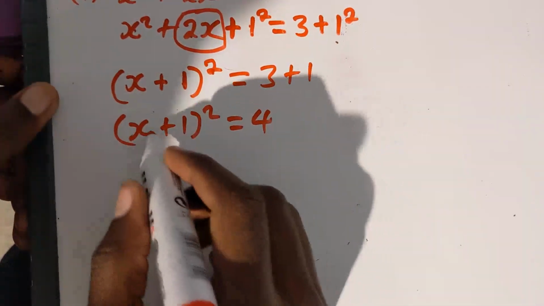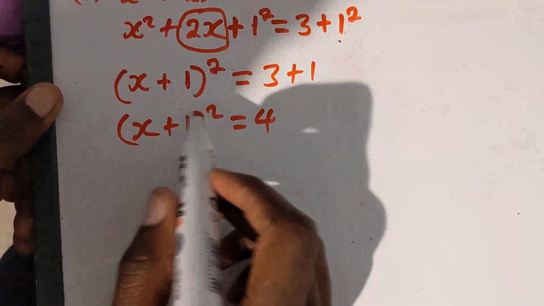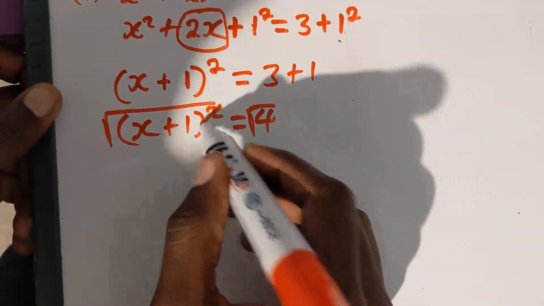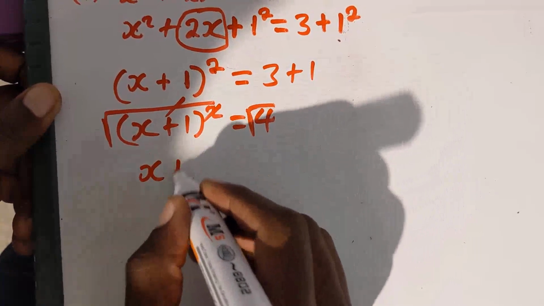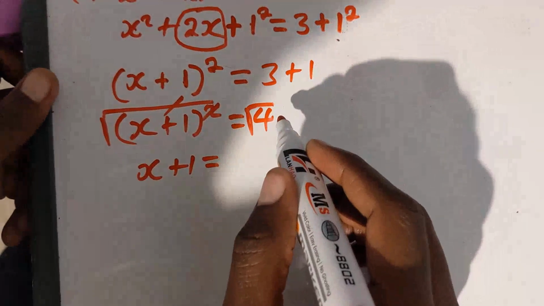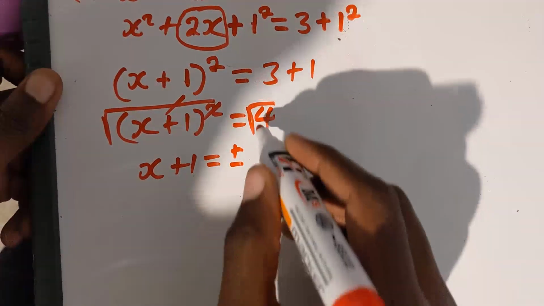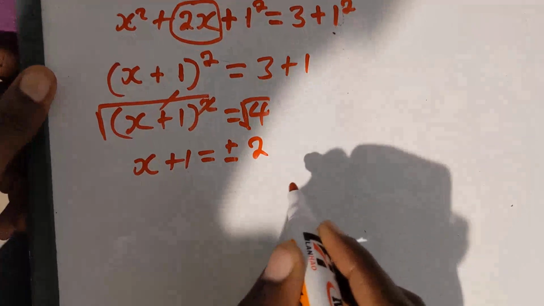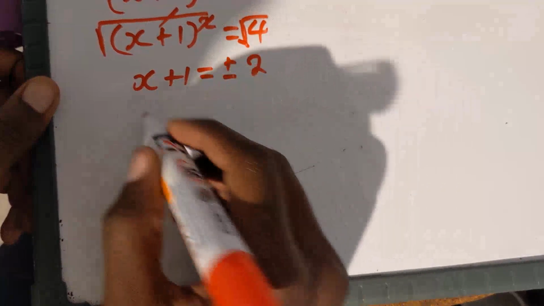Then to get rid of this square, you introduce the square root on both sides. So this goes with that. Then what are we going to have? We are going to have x plus 1 is equal to, remember, whenever you introduce a square root, there is going to be a positive and a negative number. So what is the square root of 4? The square root of 4 is 2. Now you can complete by solving.